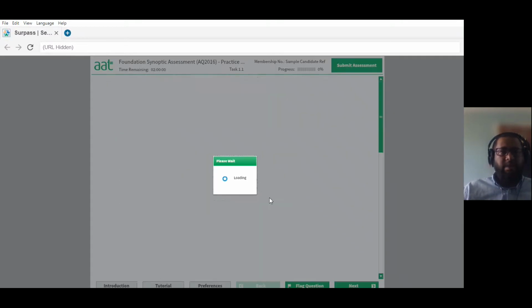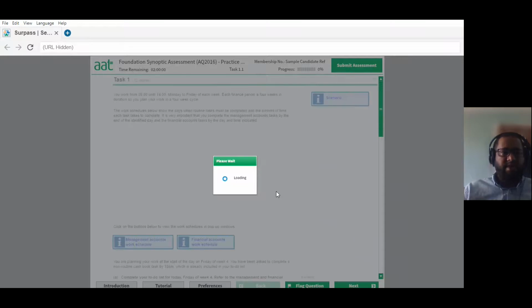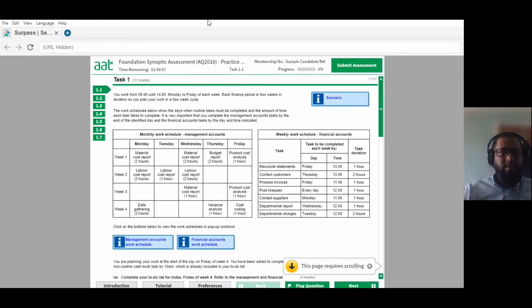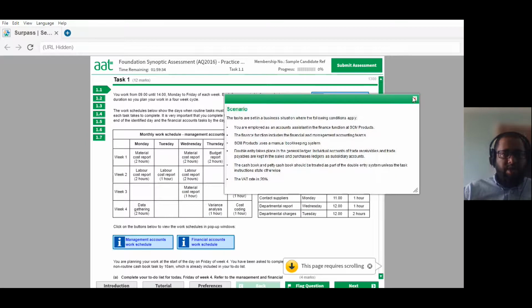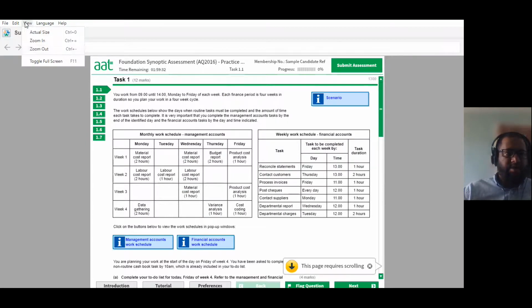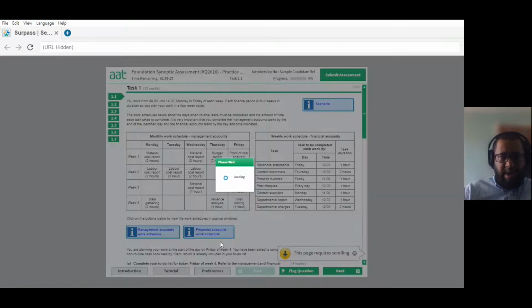Quick start. So we're going into the assessment straight away. What you see here is task 1, which has a monthly work schedule for management accounts and a weekly work schedule for financial accounts. The person is doing it. There is a box here which brings up the scenario screen, where you can move the scenario situation to different areas.